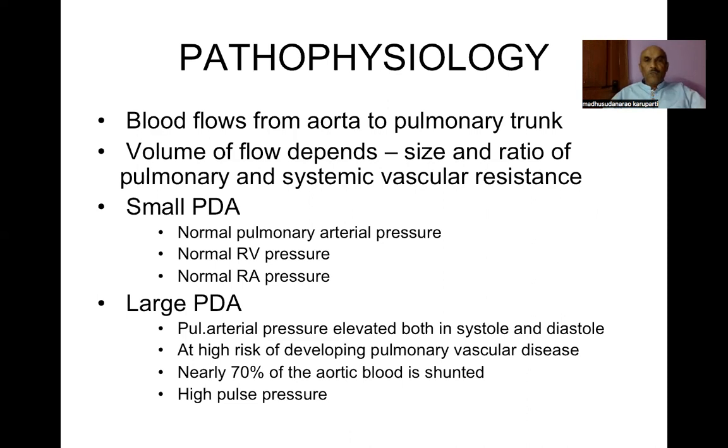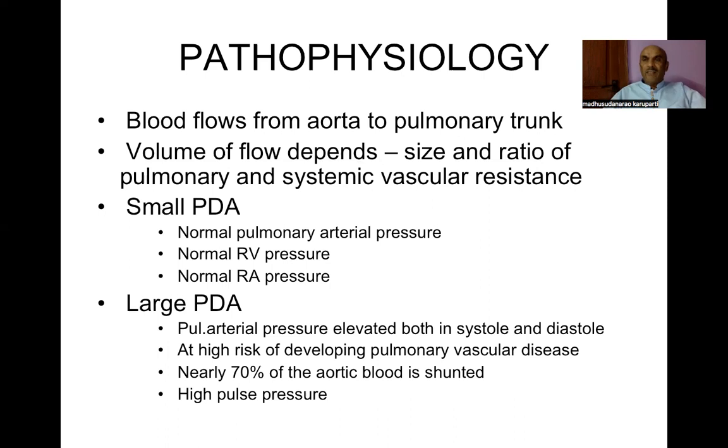So, the volume of flow depends upon the size and the ratio of the pulmonary and the systemic vascular resistance. And in small PDAs, the pulmonary arterial pressure is normal. There is a normal right ventricular pressure and normal right atrial pressure. Okay. In large PDA, the pulmonary arterial pressure is elevated both in systole and diastole.